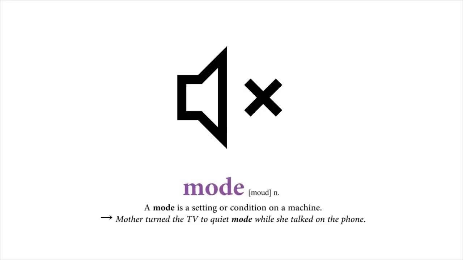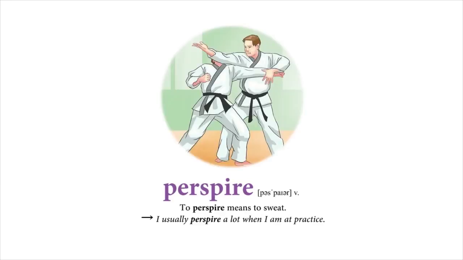Mode. A mode is a setting or condition on a machine. Mother turned the TV to quiet mode while she talked on the phone. Perspire. To perspire means to sweat. I usually perspire a lot when I'm at practice.